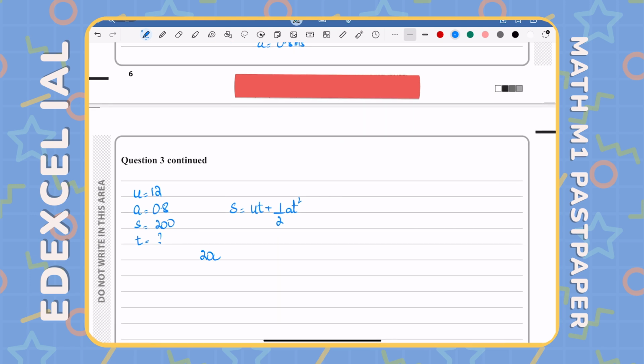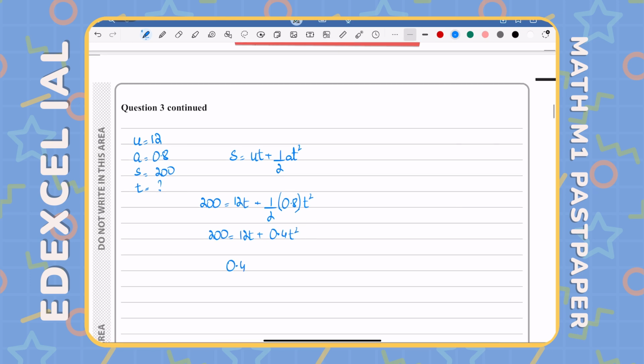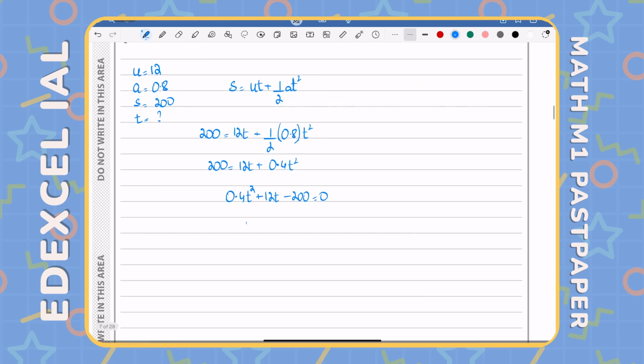So S is 200, ut would be 12 times t, plus 1/2 times a, which is 0.8, times t squared. So 200 = 12t + 0.4t², since 0.8 divided by 2 is 0.4. Let's get all the terms on the right hand side. So we have 0.4t² + 12t − 200 = 0.